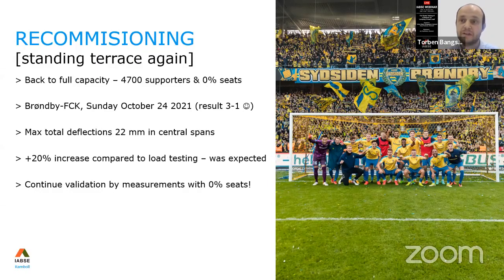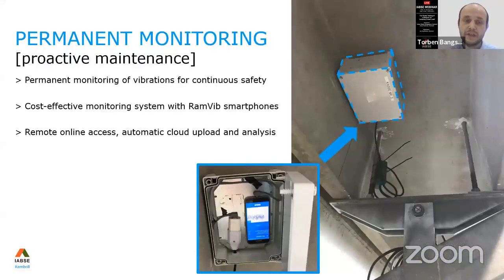Now, as I said, we will continue the validation, and we'll do that with a permanent monitoring system that the club has installed, simply using phones that are remotely accessible, and there's automatic cloud upload analysis. So it's a very cost-efficient system. And by that, they can do proactive maintenance and continuously demonstrate that the vibrations and the deflection stay within range and that the grandstand is safe.